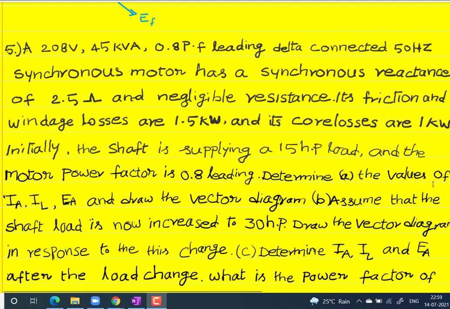Determine, in part A, the value of armature current per phase, the armature line to line current, and the induced EMF or excited voltage, and draw the vector diagram showing EA and IA. Part B: assume that the shaft load is now increased to 30 HP. Draw the vector diagram in response to this change in load.